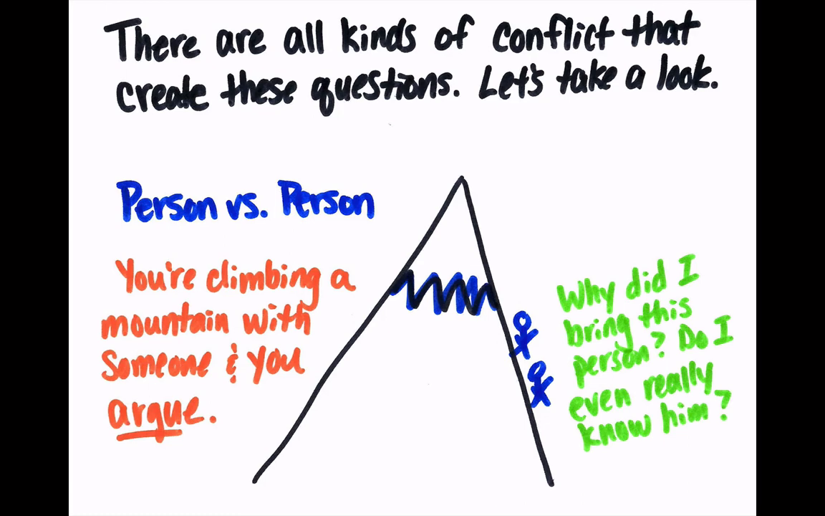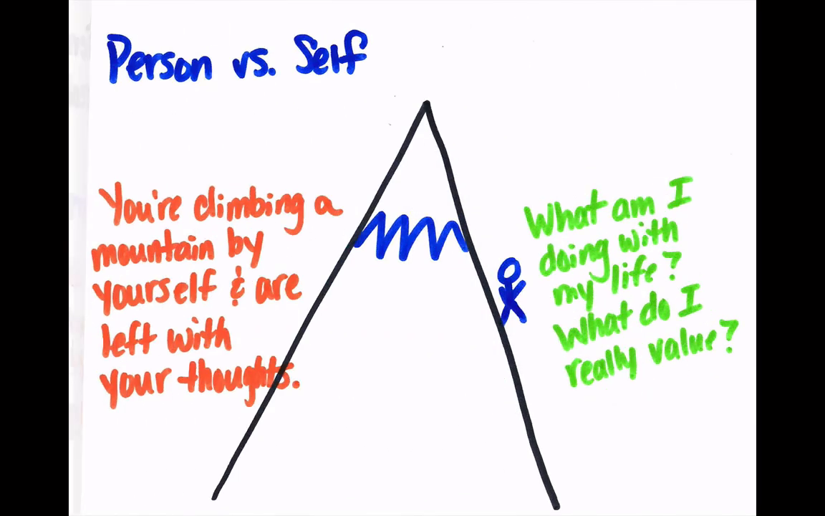If we start with probably the most common one, which is person versus person, let's try to make sense of this as though we are climbing a mountain, right? If you're climbing a mountain with another person, you are eventually going to probably argue with that person. And if that happens, you might start wondering things like, why did I even bring this person along? Do I even know him?